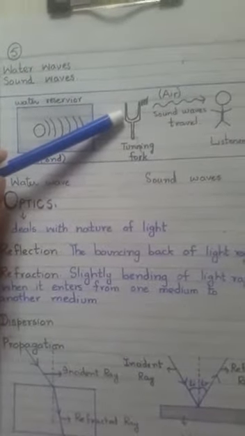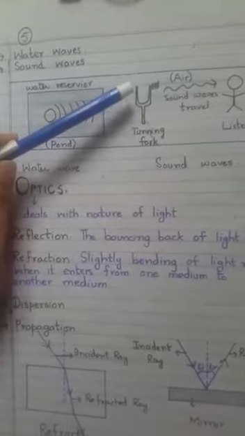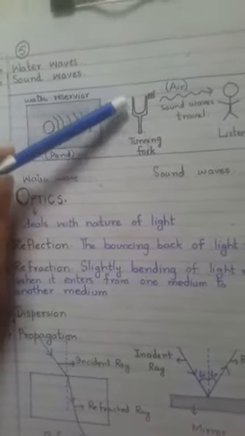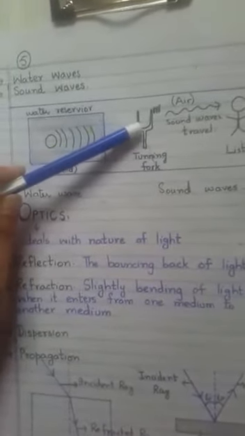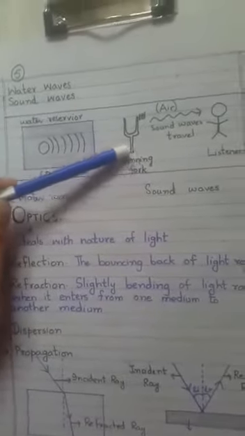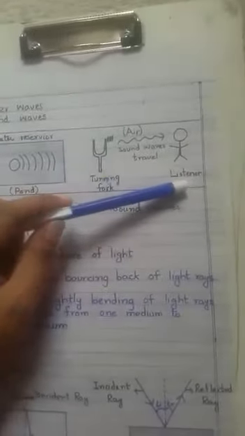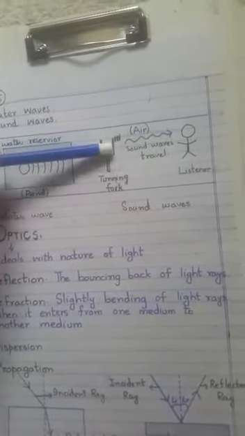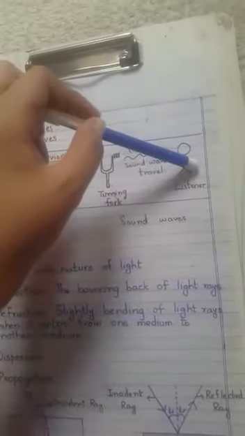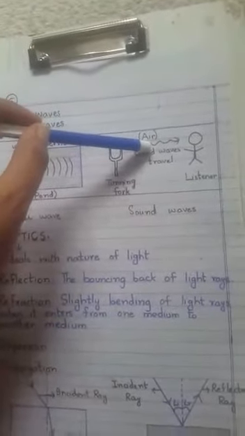Same is the case with the sound producing device. This is a tuning fork, and this tuning fork is a sound producing device. When we hit this tuning fork with any hard surface, sound is produced by the tuning fork. This is the sound producing device, and this is the listener. So the sound energy is transferred from one place to another place. The transfer of energy from one place to another place is known as wave.